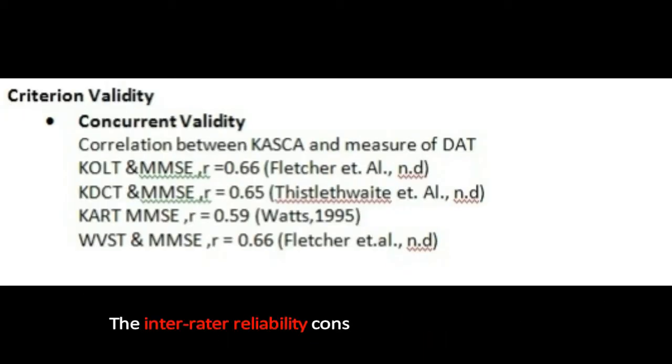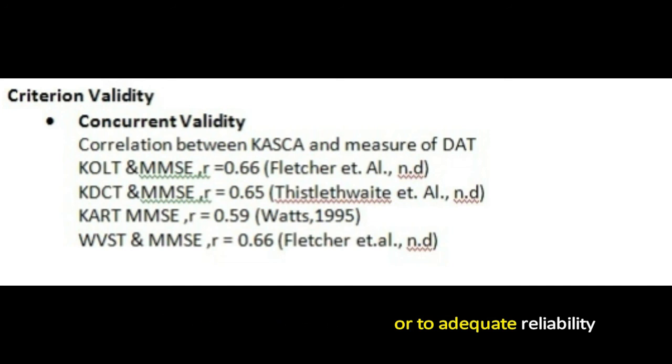Next, for inter-rater reliability. The inter-rater reliability ranges from poor to adequate. The COLT and CAPE consist of poor inter-rater reliability. The inter-rater reliability between COLT and CAPE, KDCT and CAPE, and the second rater for KDCT and CAPE consists of adequate inter-rater reliability.